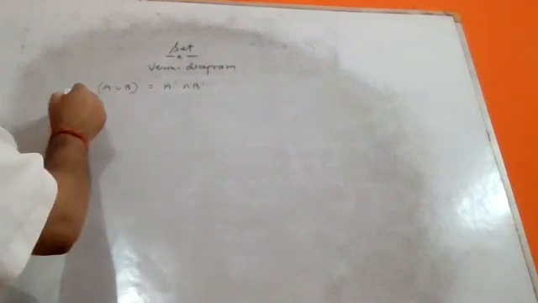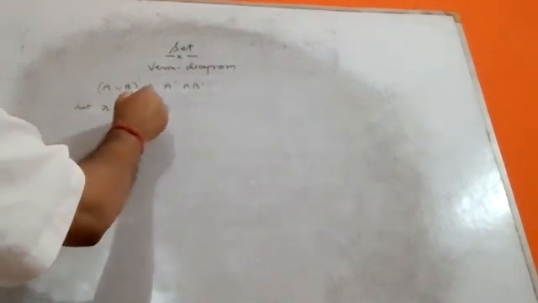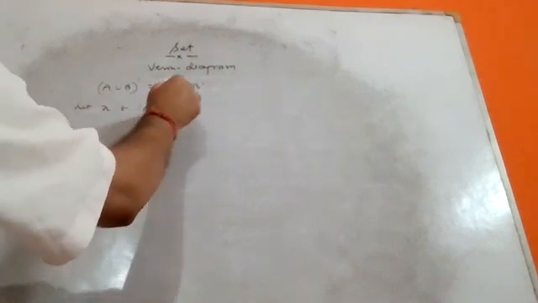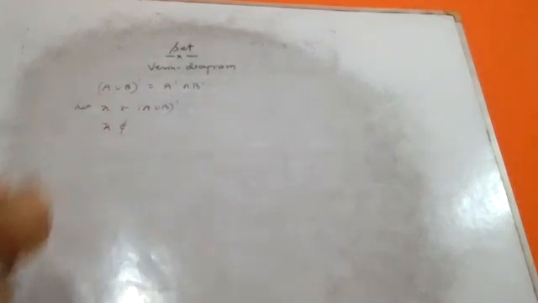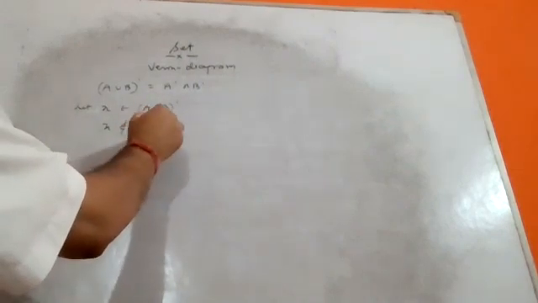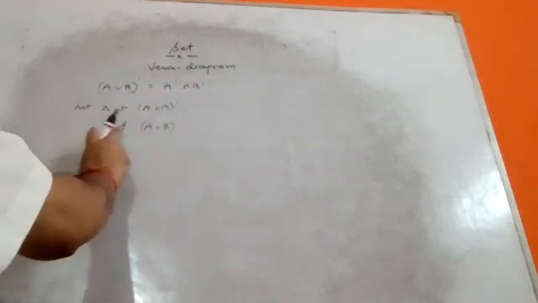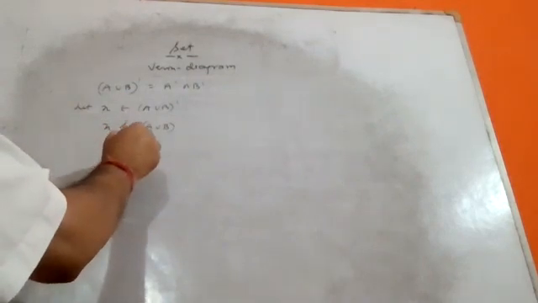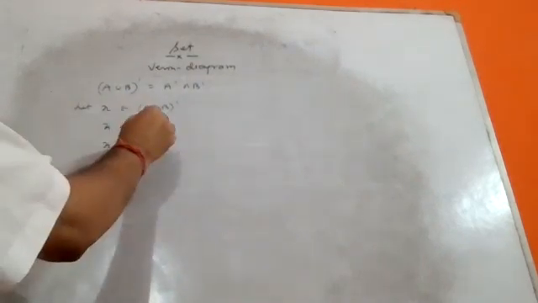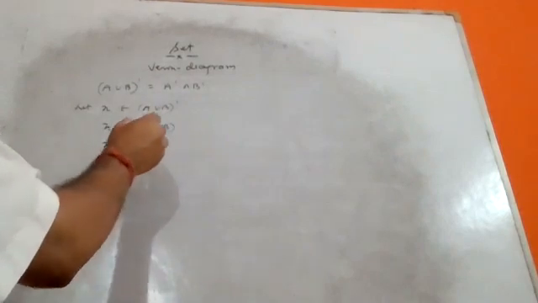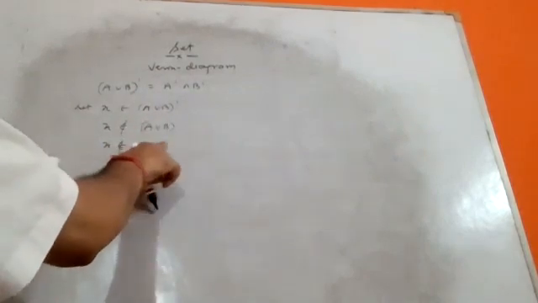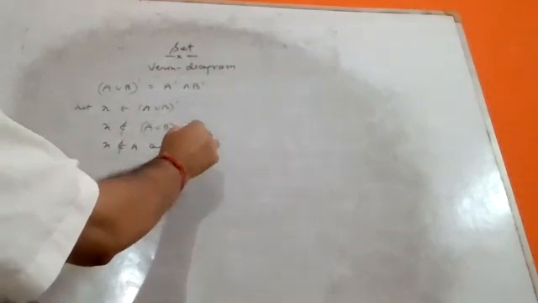First of all, we are going to form this one. Let X belong to (A union B) complement. If X belongs to this, that means X does not belong to A union B. That means X does not belong to A, and the reverse of "or" is what? "And". You can write here: and X does not belong to B.